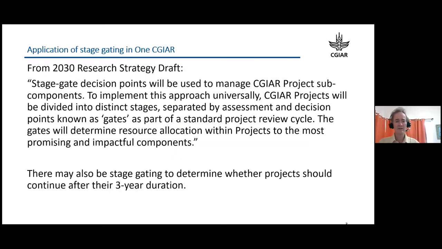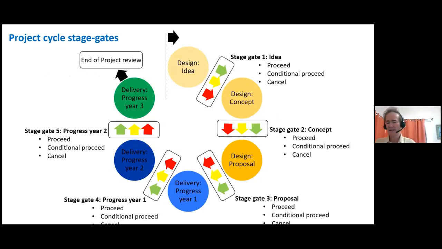Here we go. So in the 2030 strategy, this is what it says. Stage gate decision points will be used to manage CGIAR project subcomponents. To implement this approach universally, CGIAR projects will be divided into distinct stages, separated by assessment and decision points known as gates, et cetera, et cetera. So this is quite clear in the language for the new 1CGIAR projects. There also could be stage gating to determine whether projects should continue after the 3-year duration, whether they evolve into something else.